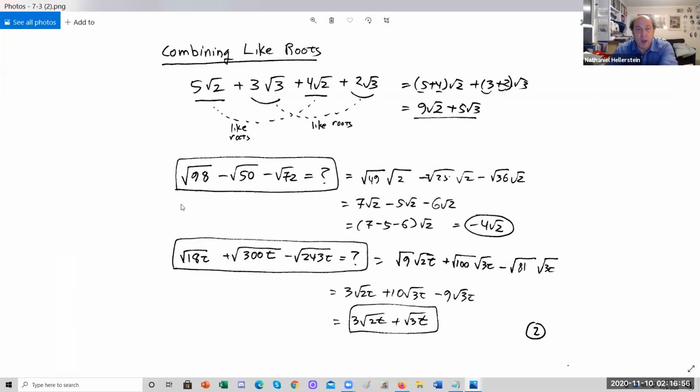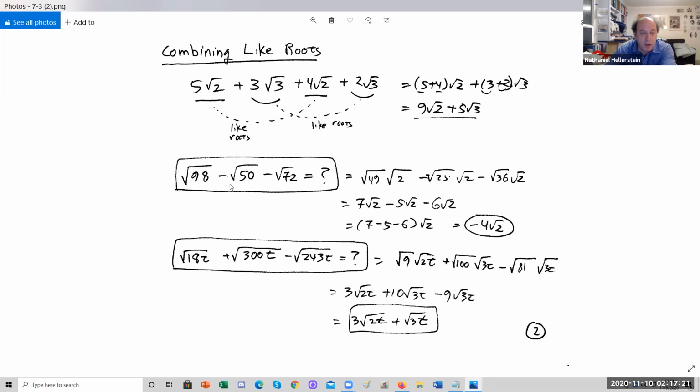Now, we have a long expression with several different roots in it. What we want to do is combine like roots. Here's 5 root 2, here's 4 root 2. These are like roots. Here's 3 root 2, 3 and 2 root 3. These are like roots. So these add up to 5 plus 4 times root 2. These add to 3 plus 2 root 3. And so 9 root 2 plus 5 root 3.